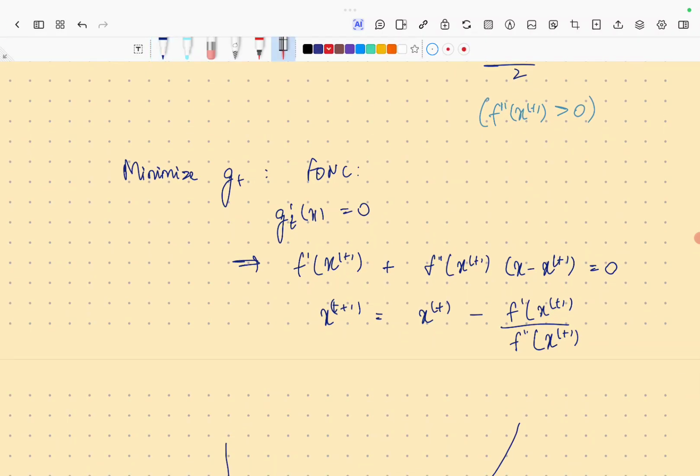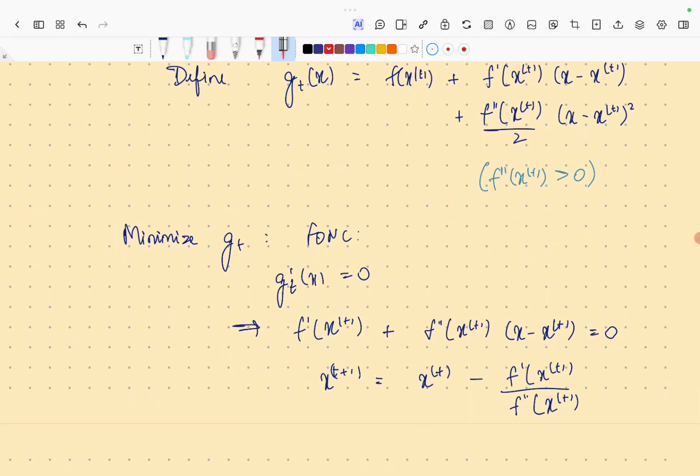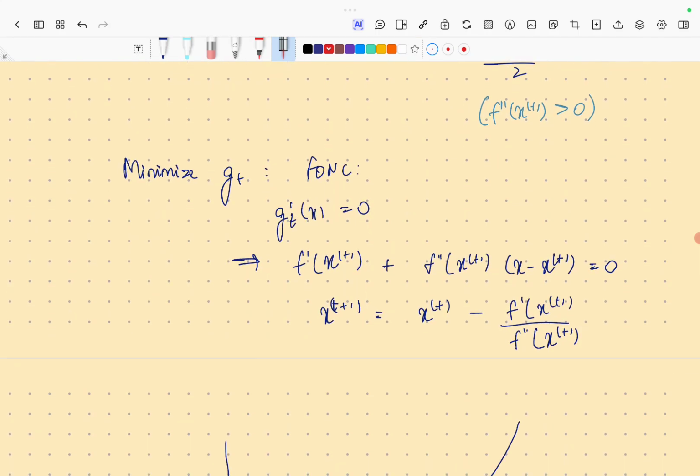So this is what you get. When you take the derivative, the first term is a constant. This doesn't depend on x. We're using the Taylor series expansion about the point xt to get xt plus 1. So you still have both of these terms, the second and the third term, appear.